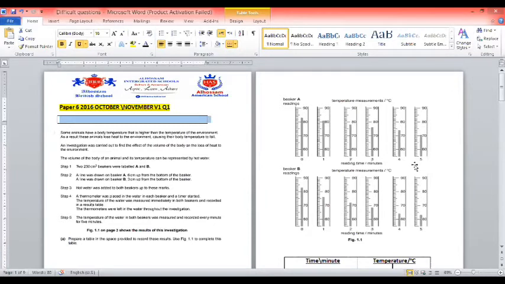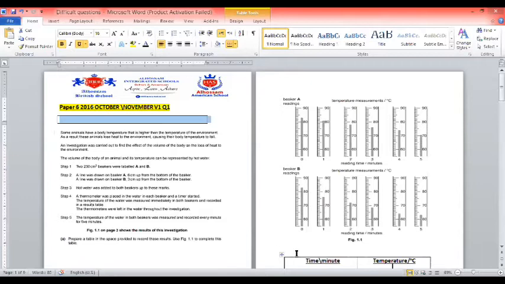And the dependent variable that I measure throughout the investigation is the temperature. I measure the temperature every minute. So this is the main dependent variable. Excellent. He's asking you to prepare a table in the space provided. And this is the first difficult question that you face. Okay, the rules, follow the rules.